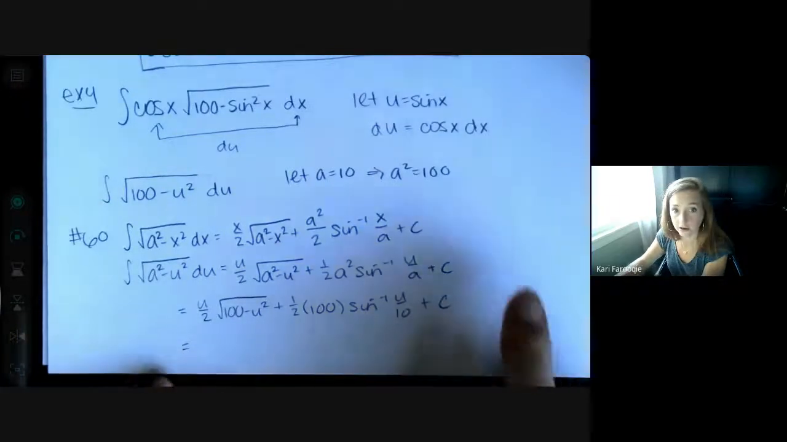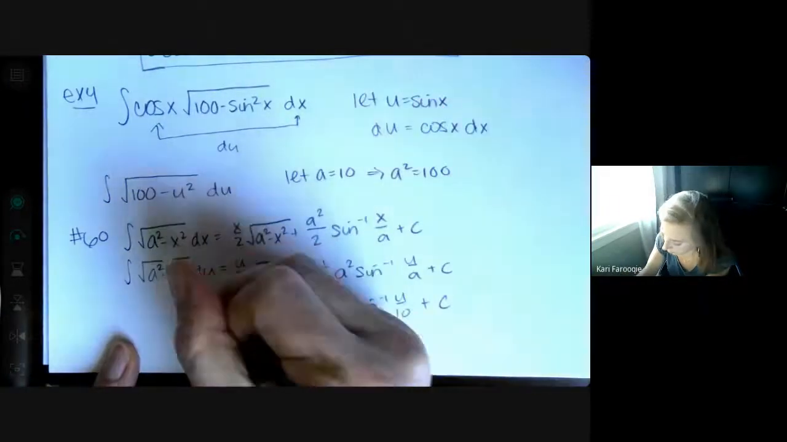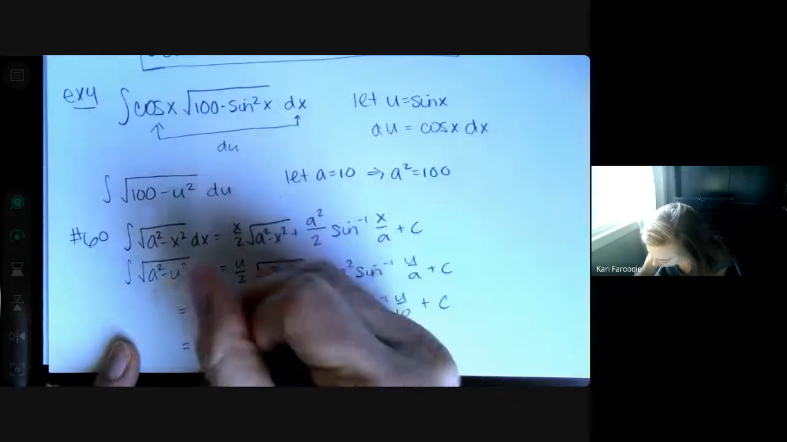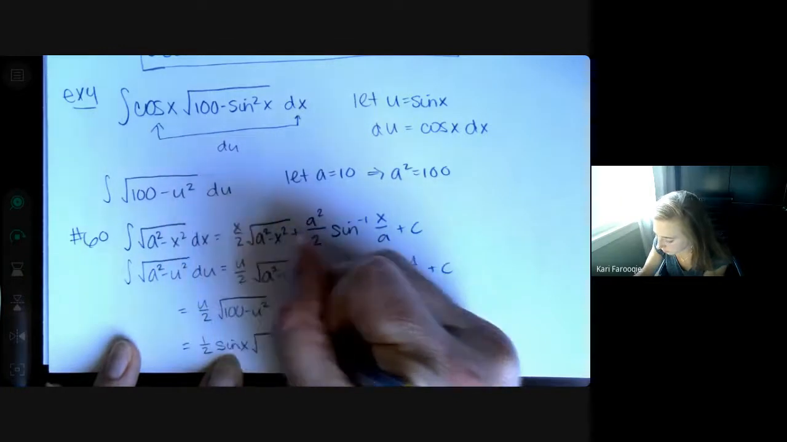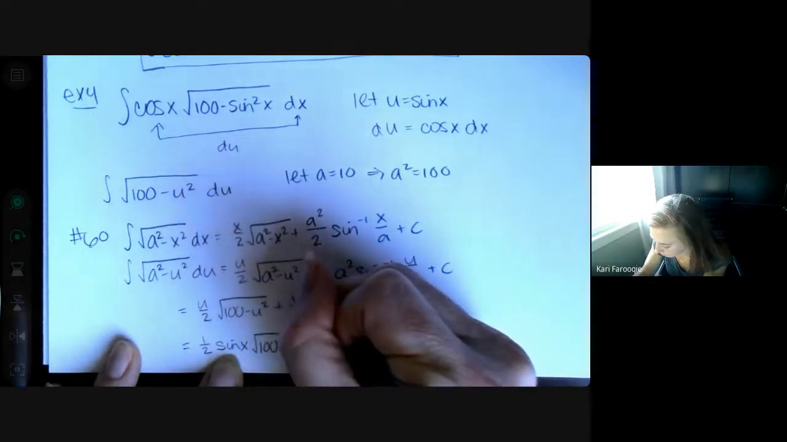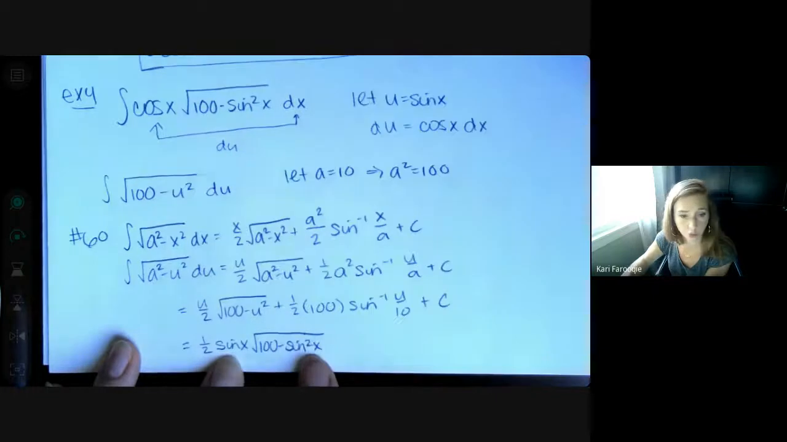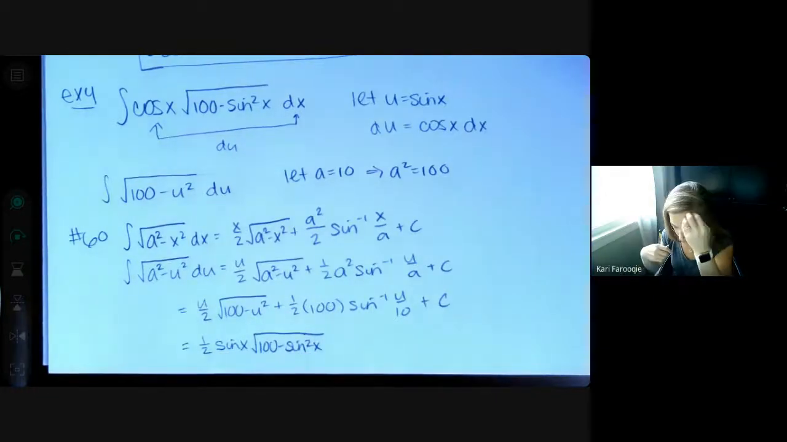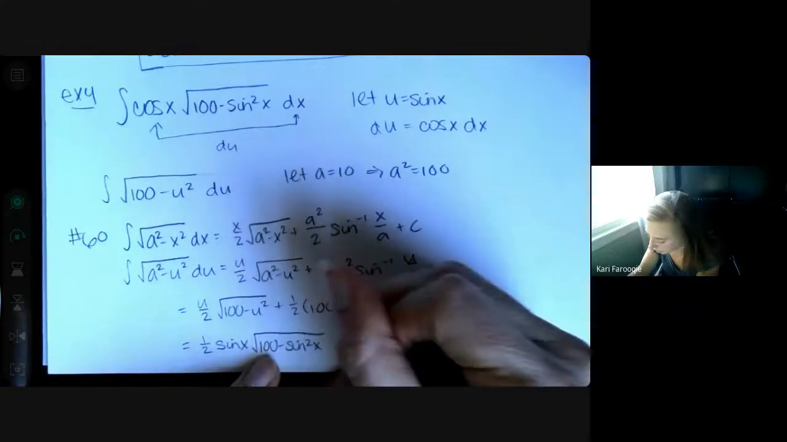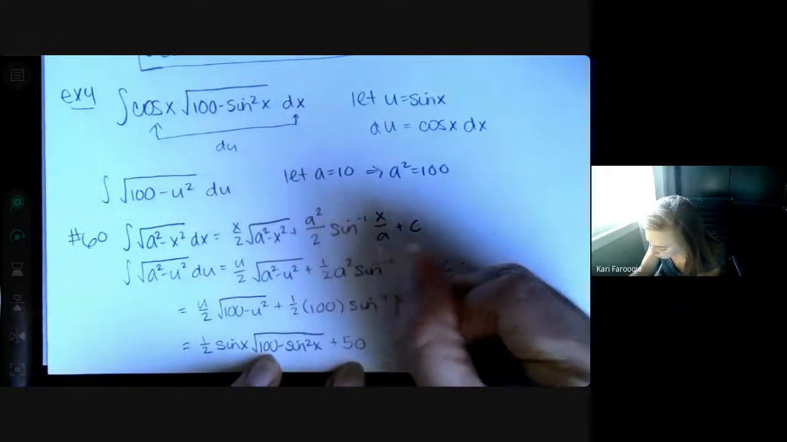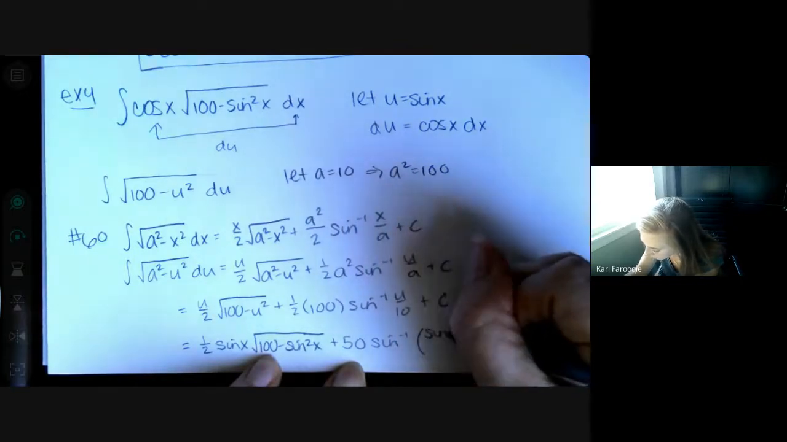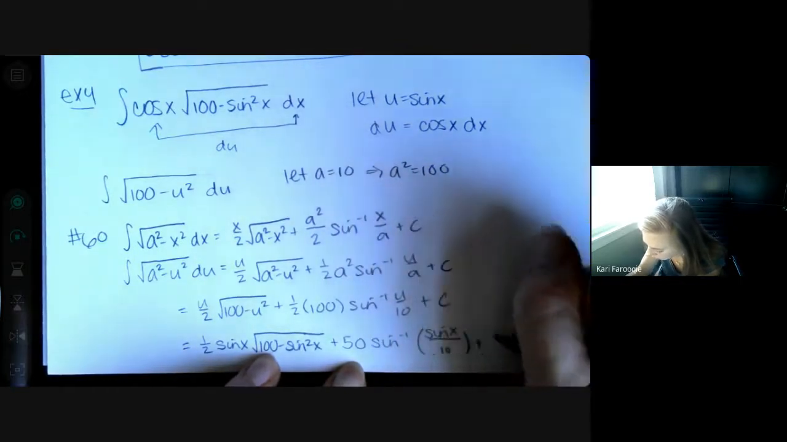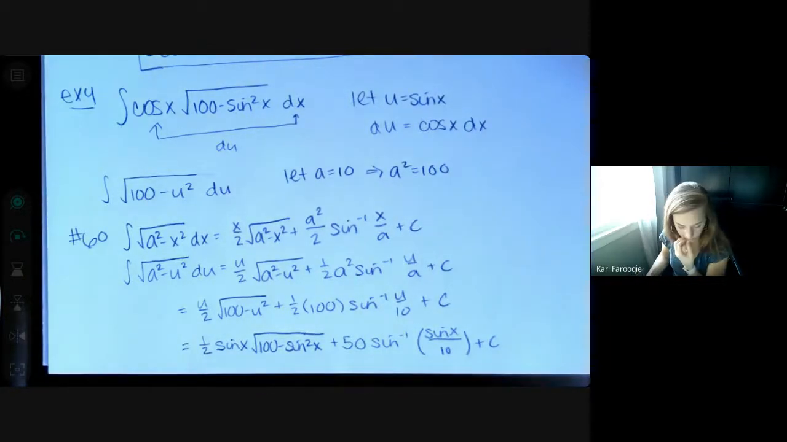So we had let u be sine x. So we're going to replace that with sine x. If you want to write it as 1/2 instead of divided by 2, that's what I'm going to do, but that's up to you. And it's up to you if you want to use the shorthand notation or if you want to use parentheses and show it that way. 100 divided by 2 is 50. And then we'll have the inverse sine of the sine of x over 10 plus c. Okay, that's it. We got everything.